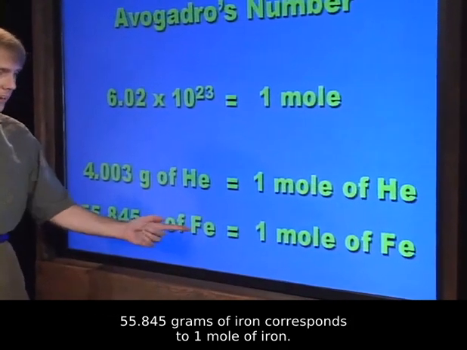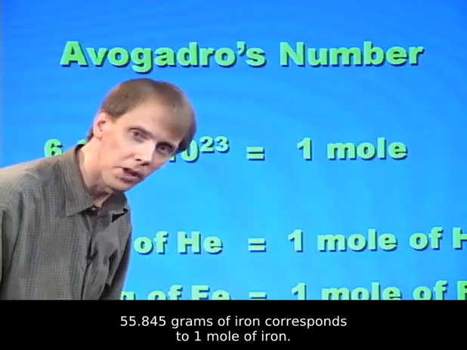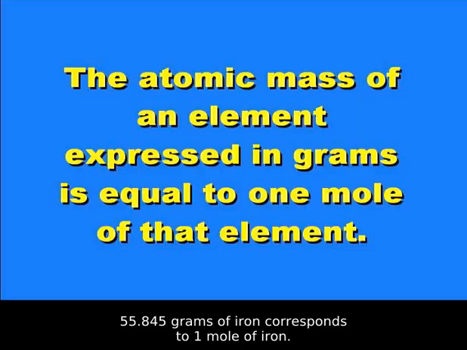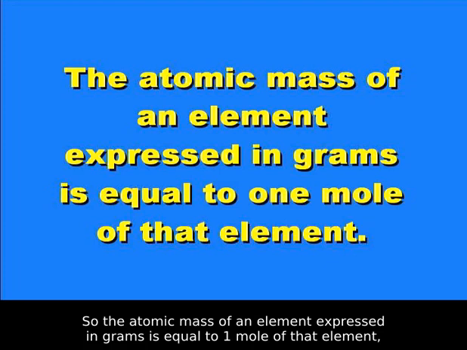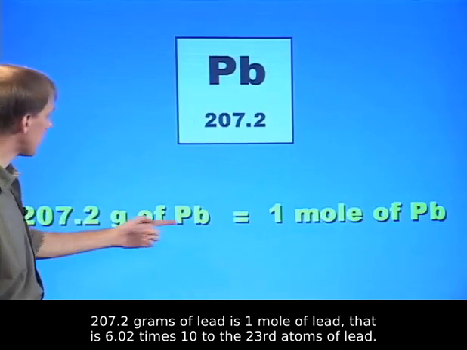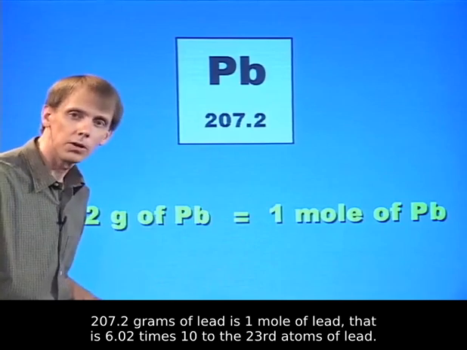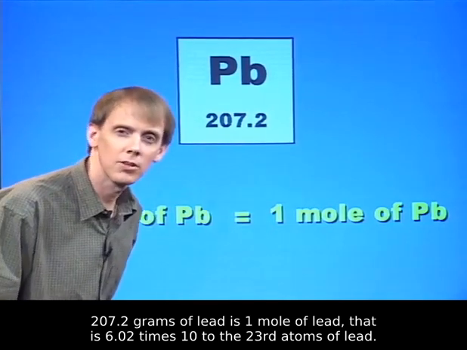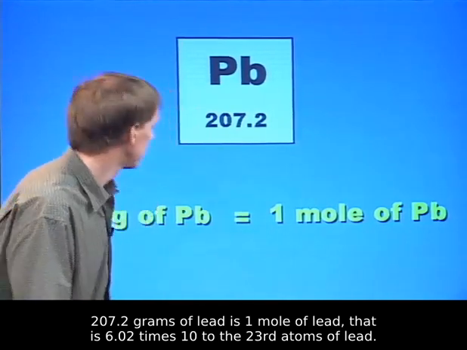55.845 grams of iron corresponds to 1 mole of iron. So the atomic mass of an element expressed in grams is equal to 1 mole of that element. 207.2 grams of lead is 1 mole of lead. That's 6.02 times 10 to the 23rd atoms of lead. So this is for atoms.